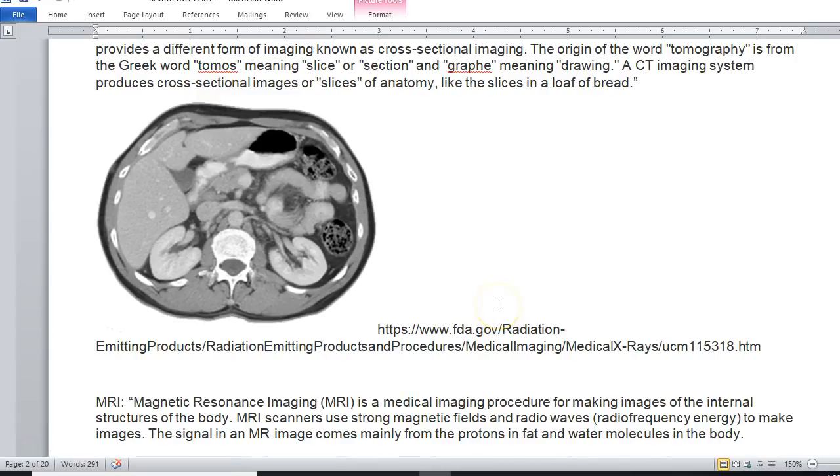Again, as I said, CTA is still taking slices of the body, but in this case, we're specifically looking at the vessels. So you can kind of see some of the vessels here, like these are the ureters from the kidney, but that's not the same thing as the renal artery or vein. Okay, so keep that in mind.